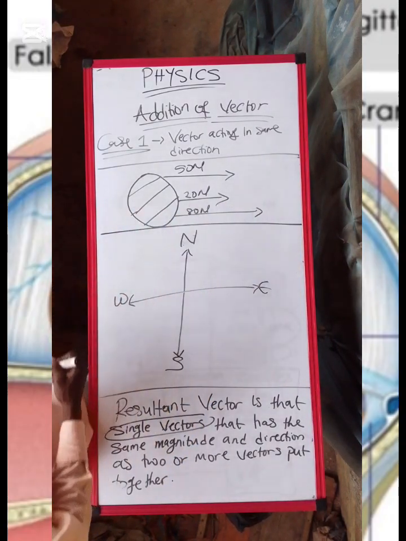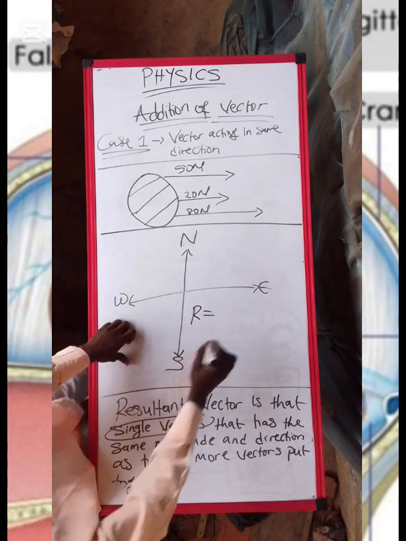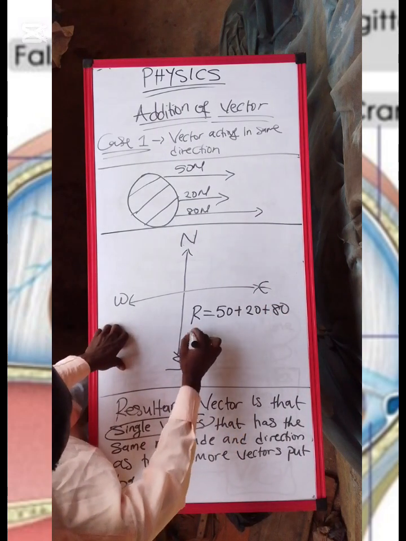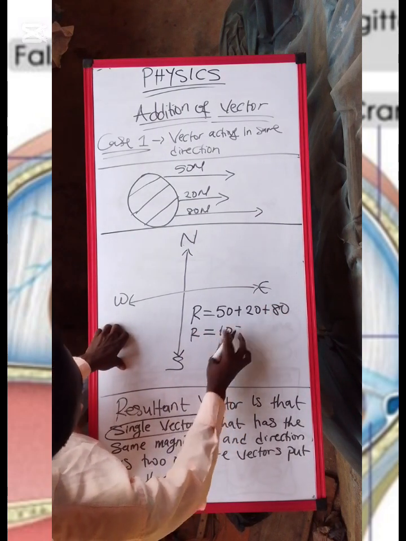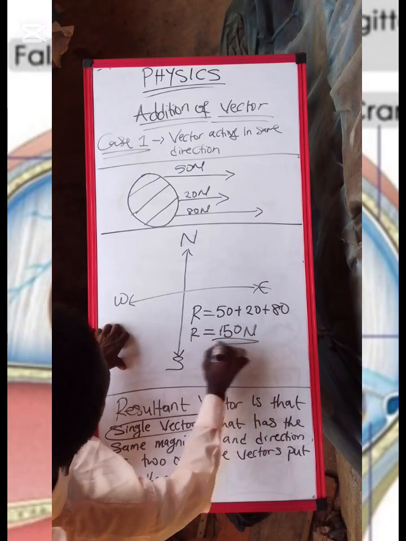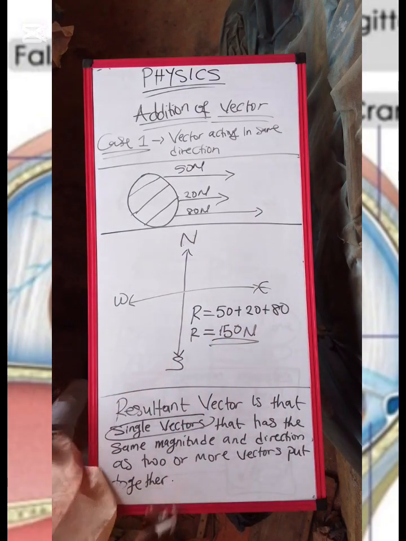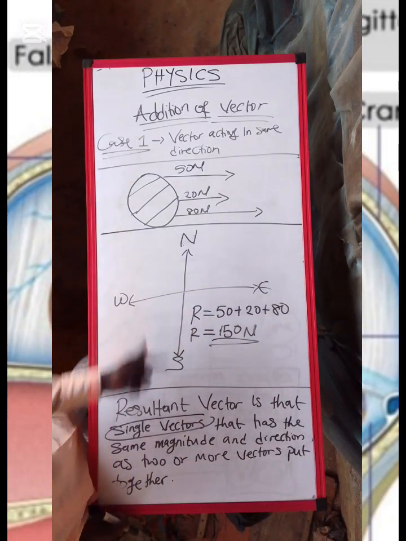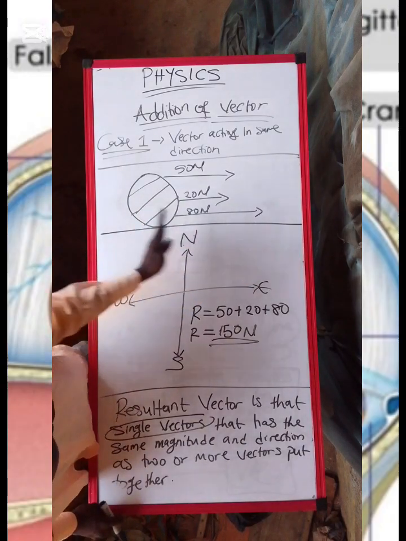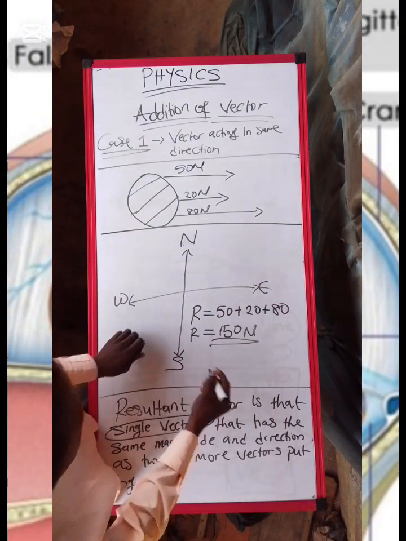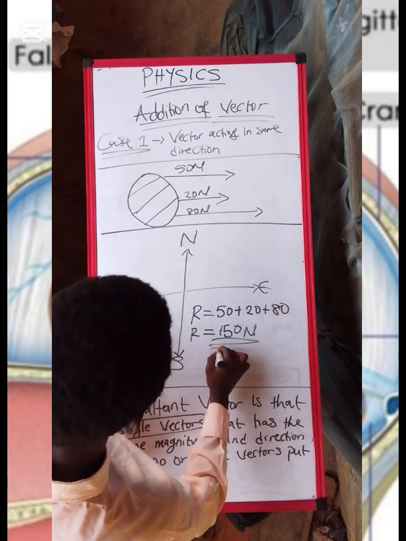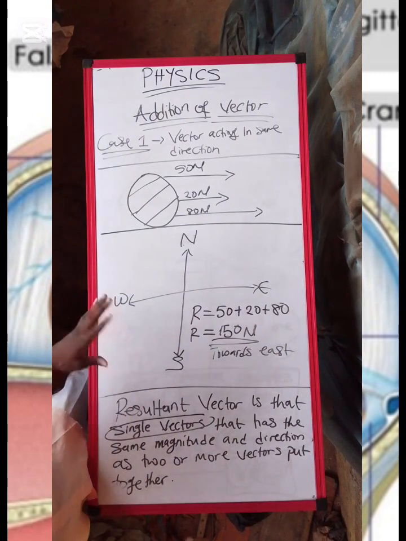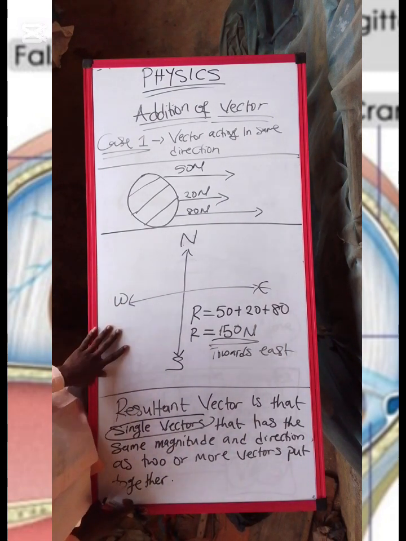All right, since they are going in the same direction, the resultant is equal to 50 plus 20 plus 80. If you do this correctly, then the resultant vector is equal to 150 Newton. Now 150 Newton is the magnitude. You have to tell us the direction. Is it going east? Is it going north? Is it going west? Is it going south? Of course, your eyes are very sharp, and you can see clearly that they are all going towards the east. So it's going to be 150 Newton towards east. At this point in time, I have actually gotten the answer. From here we can now move over to the next example.